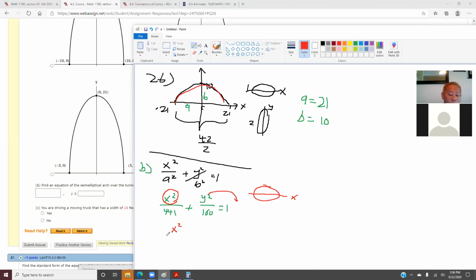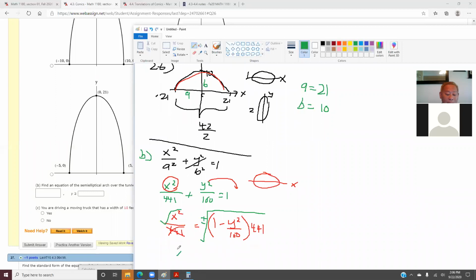So I got x squared over 441 equals 1 minus y squared over 100. And then I multiply 441 to this side. I'm not going to distribute it, I just multiply it. And then what we do here is we take the square root of it. Every time you take the square root, you get plus and minus. So you get it with x here.